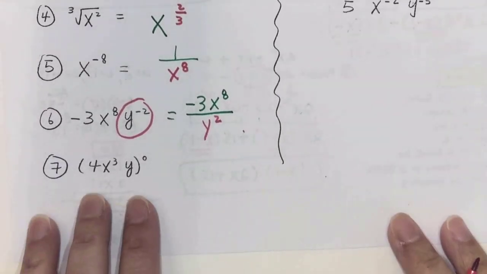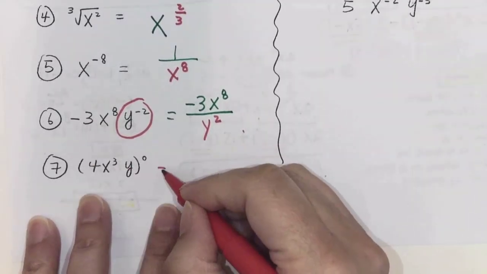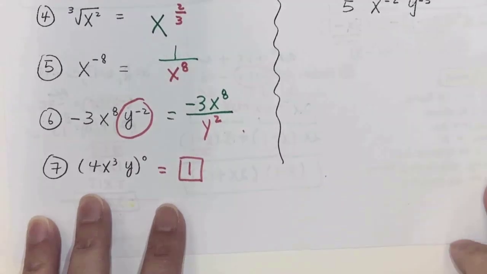All right, anything raised to 0 power is 1. So the whole thing raised to 0, the whole thing is 1. Are we okay?